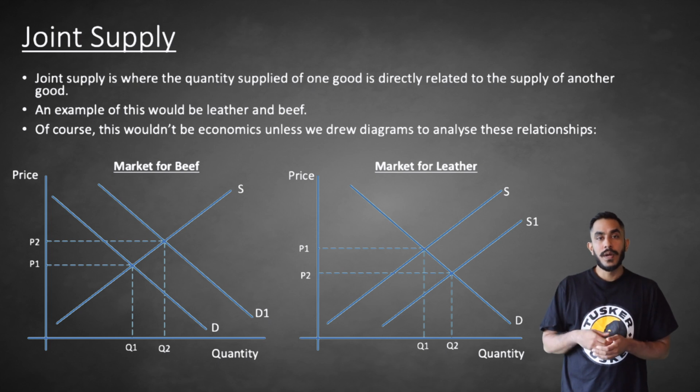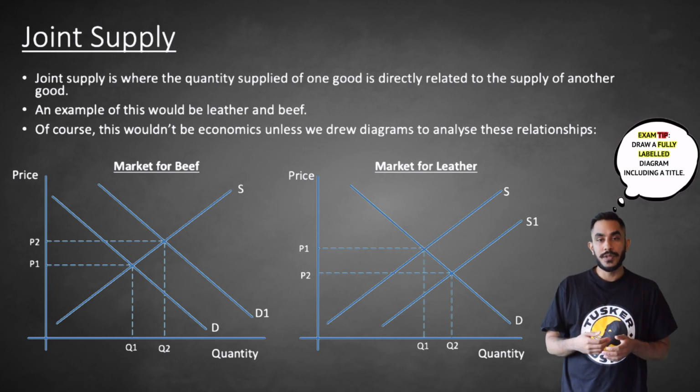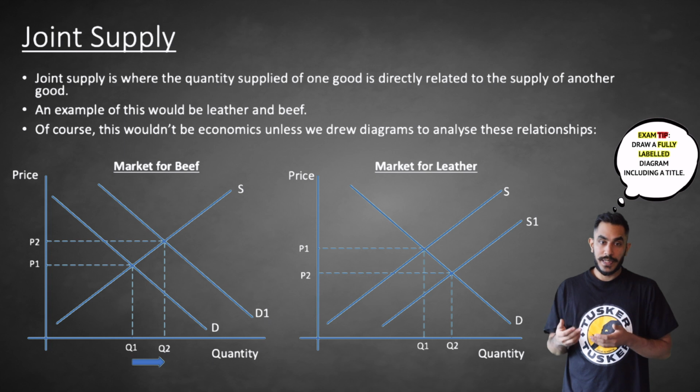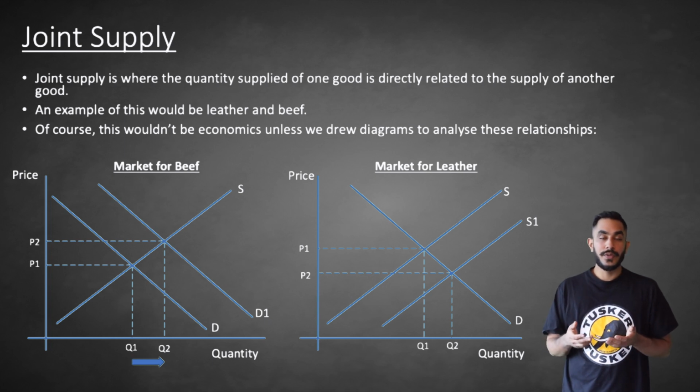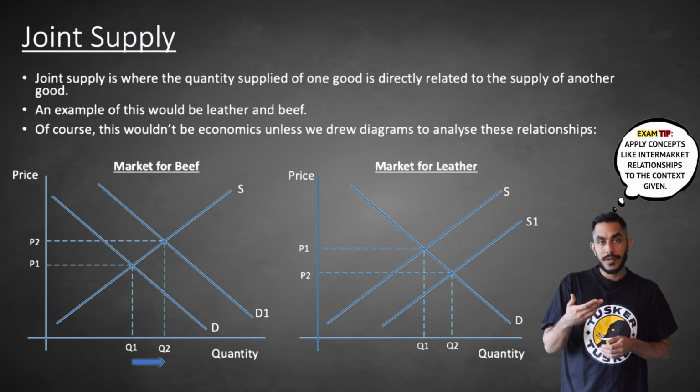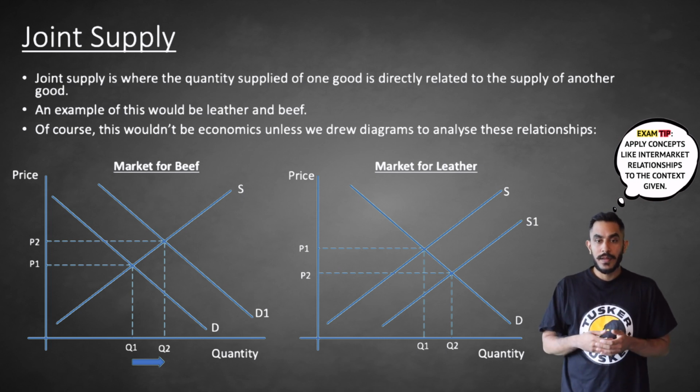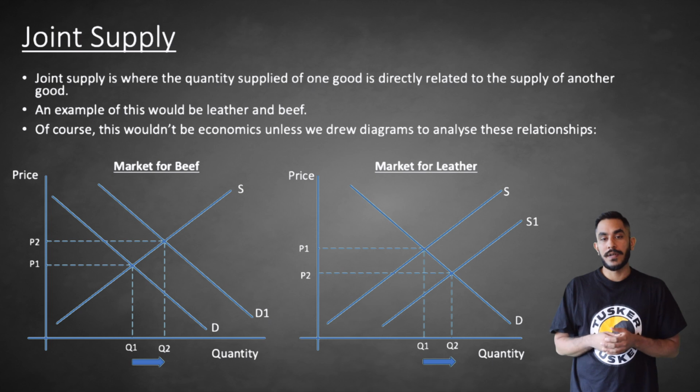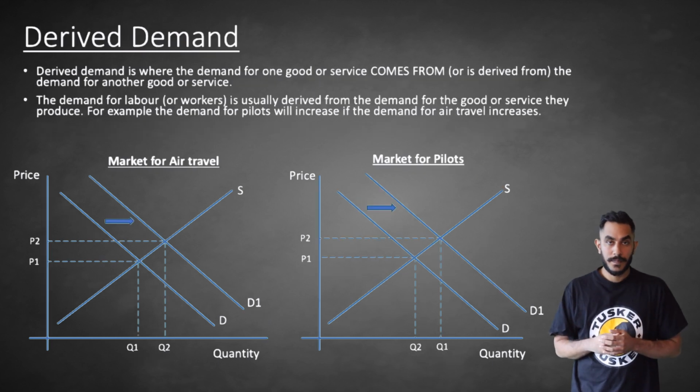In this example, the quantity of beef produced for the market has increased. This could be due to a change in supply or a change in demand. As a result of the increased production of beef, there will be an increase in the supply of leather. The same would be true in the opposite direction. If the quantity of beef produced falls, then we can expect the supply of leather to also fall, because the two goods are in joint supply.